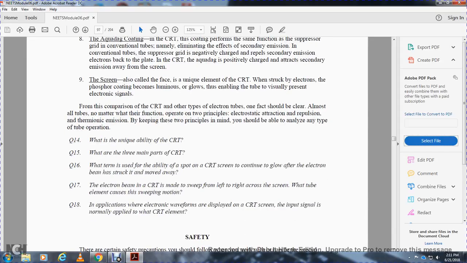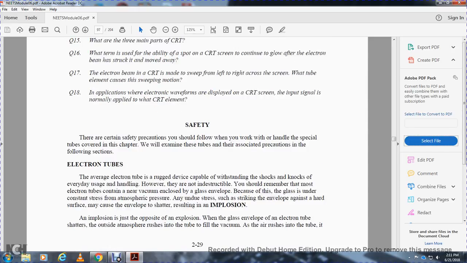Alright, from the comparison of the cathode ray tube with other types of electron tubes, one fact should be clear: almost all of the tubes, no matter what their function, operate on two principles, electrostatic attraction and repulsion, and thermionic emission. By keeping these two principles in mind, you should be able to analyze the operation of any type of tube. There are certain safety precautions you should follow while handling the special tubes covered in this chapter. You will examine these tubes with their associated precautions in the following section.